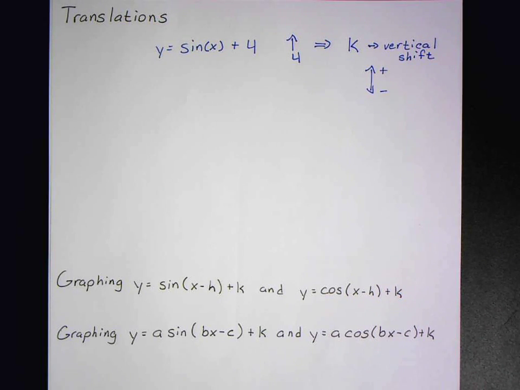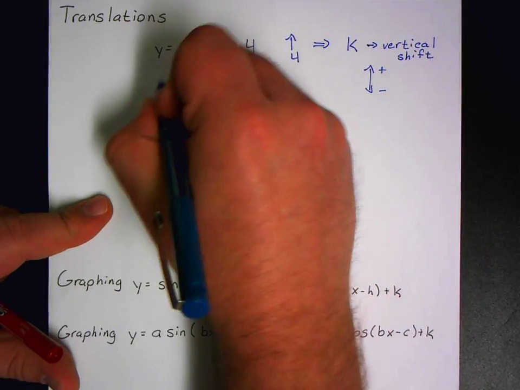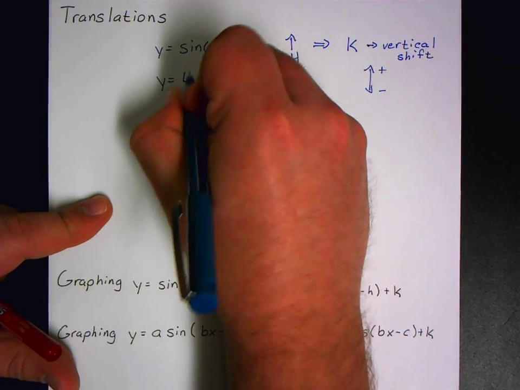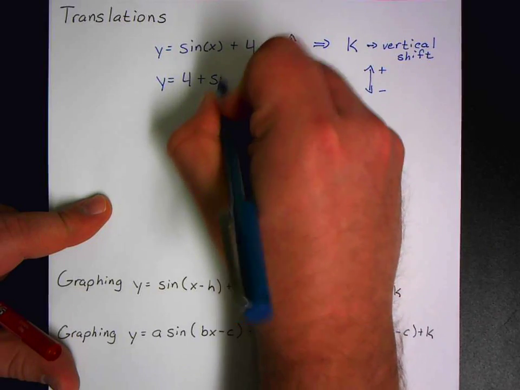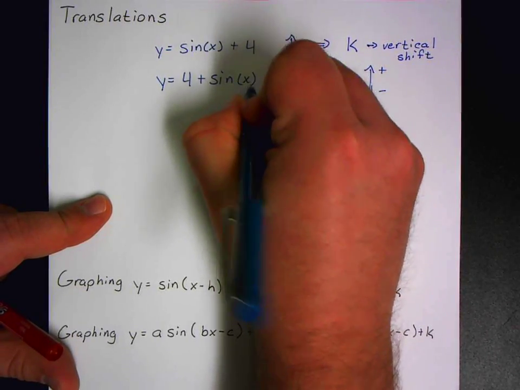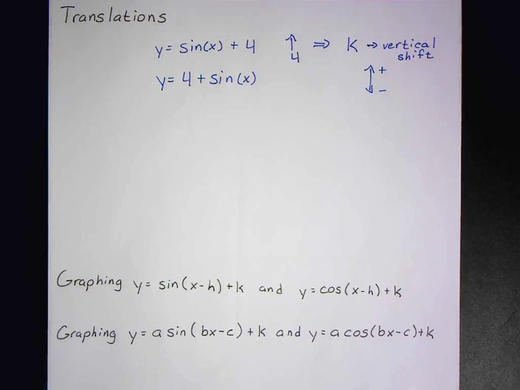I know last semester that was causing some confusion. Just remember, this can look like this also. That doesn't change anything. So K is the easy one. And when we go to graph it, again, really easy. It just takes and shifts our graph up.